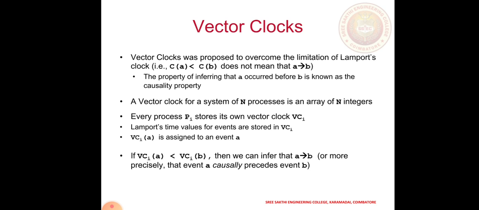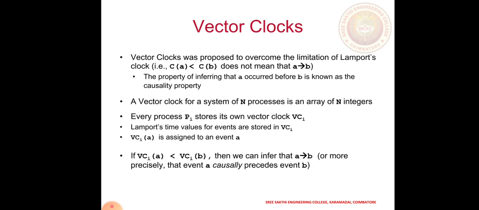The same concept applies here. Vector clocks were proposed to overcome the limitations of the Lamport algorithm. The limitations we saw in the Lamport algorithm are overcome by using vector clocks. The property of inferring that A occurs before B is known as the causality property. A vector clock for a system of n processes is an array of n integers. Every process Pi stores its own vector clock VCi.